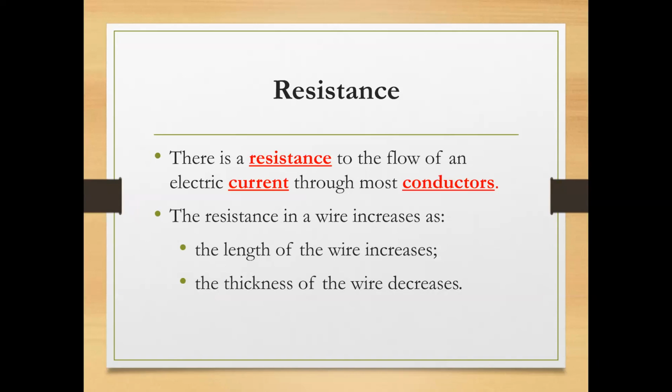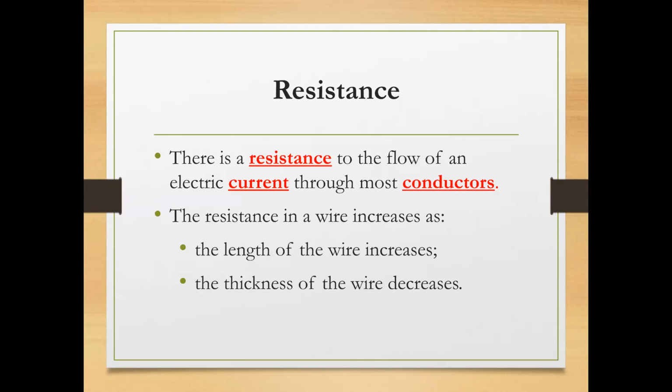So there's what is called the resistance. What is the resistance? There is a resistance to the flow of an electric current through most conductors. That is through a conductor, or for example, when you're driving a car, no matter how much you speed, there's always that wind which is pushing you back, which is hitting the car, right? That's a resistance.